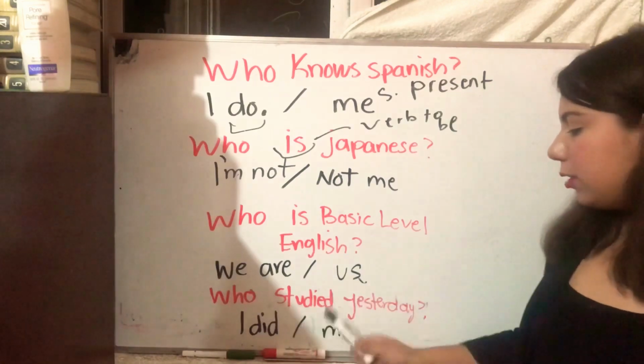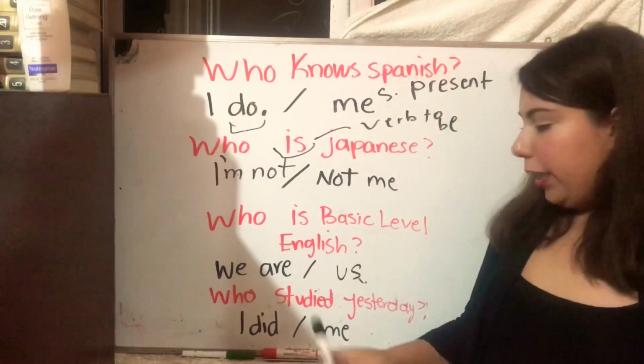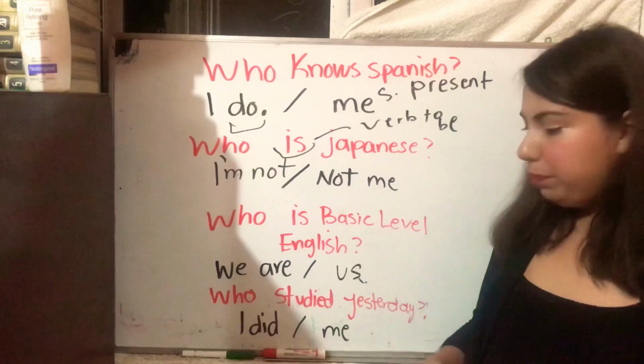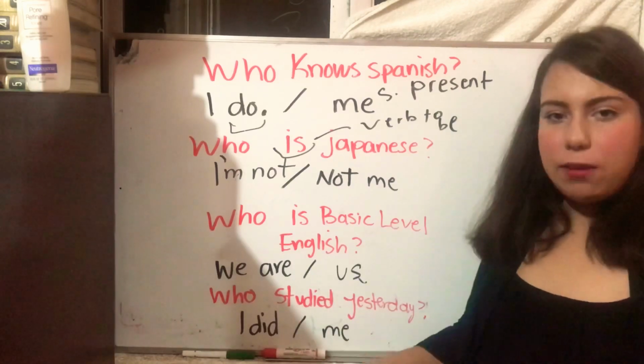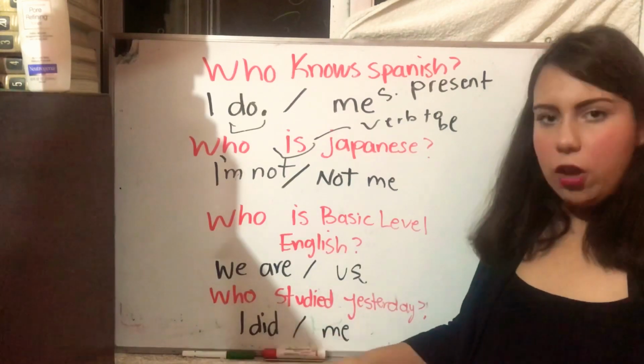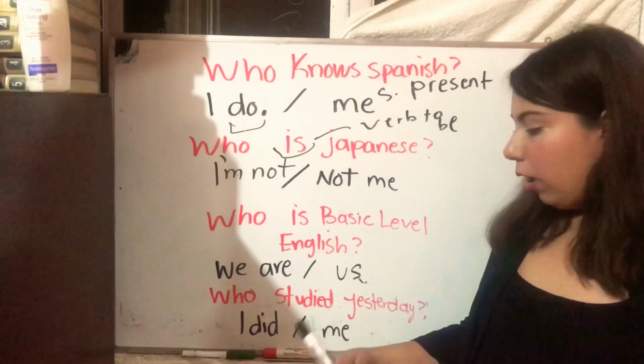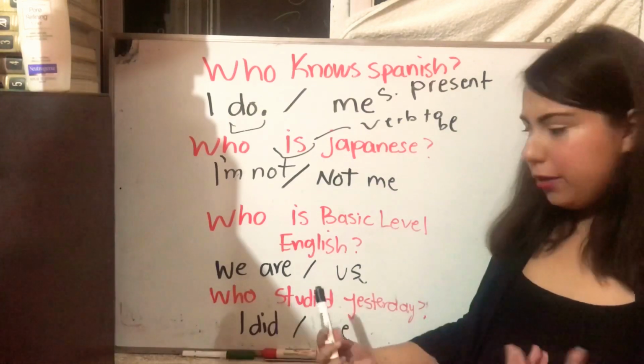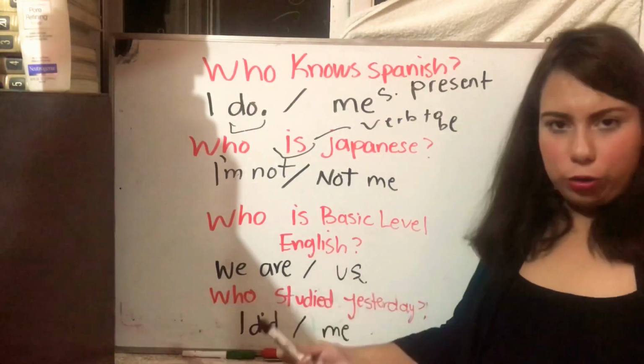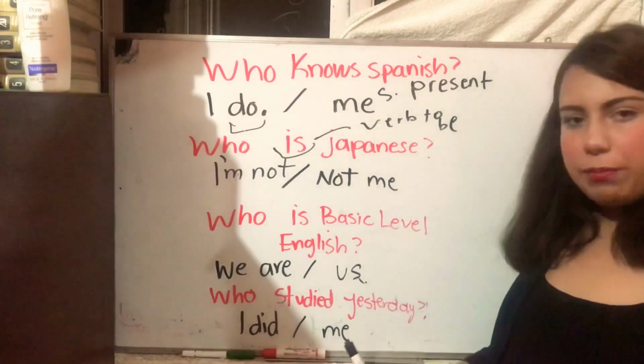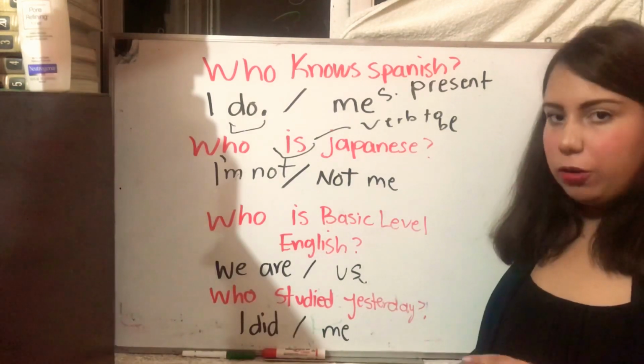Ok, who studied yesterday? Ok, aquí tengo pasado simple. Who studied yesterday? El verbo auxiliar sería did. Pueden decir I did o I studied. ¿Quién estudió ayer? Yo, I did. O simplemente pueden contestar me, ¿ok?